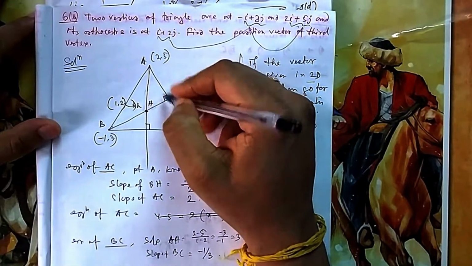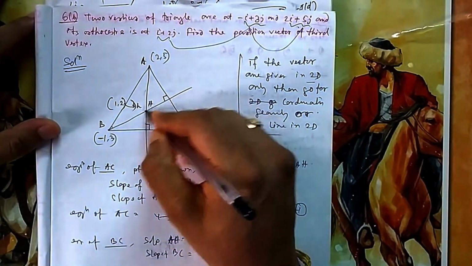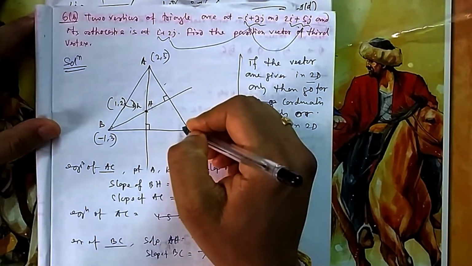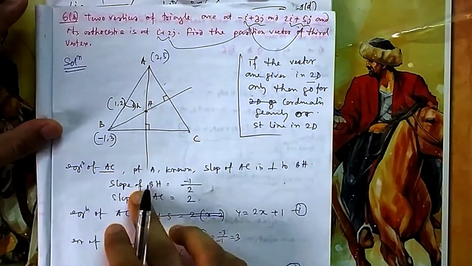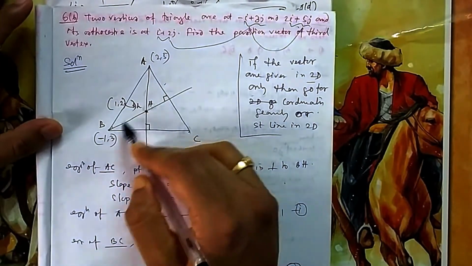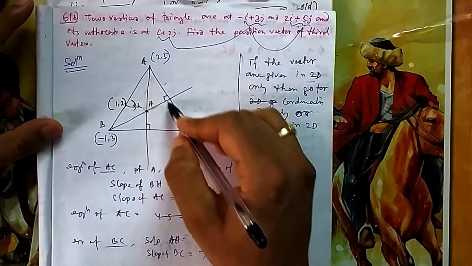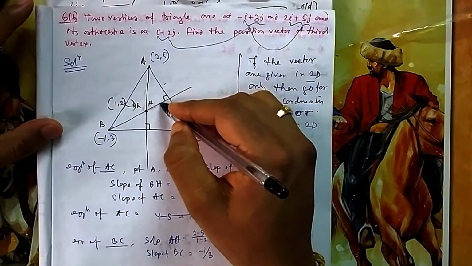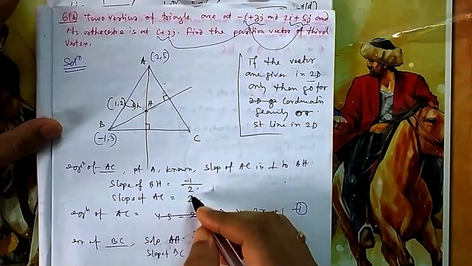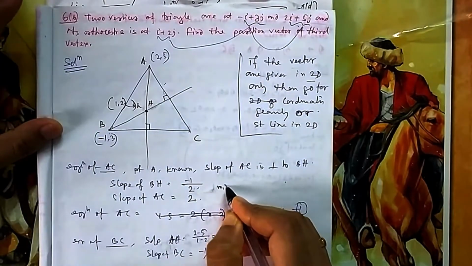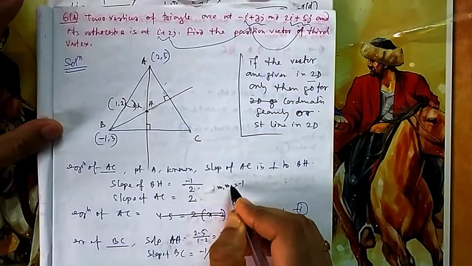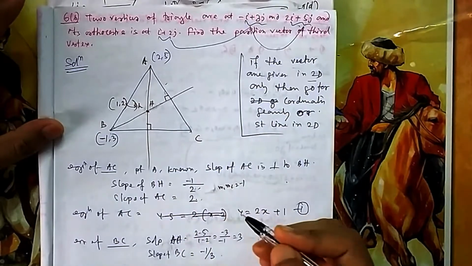If you know the slope of this line BH, then you can find the slope of this line AC also. So what is the slope of BH? Y2 minus Y1 by X2 minus X1, that is minus half. Once you know the slope of this one, what is the slope of the other? The product of these two slopes should be equal to minus 1, so M1 M2 should be equal to minus 1. This is given as minus half, so M1 should be equal to 2.